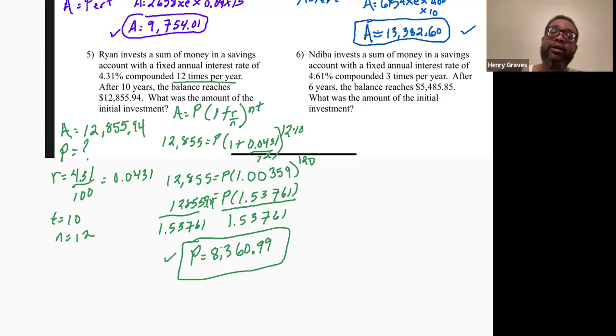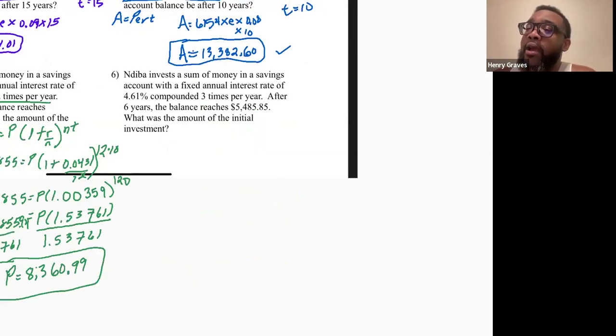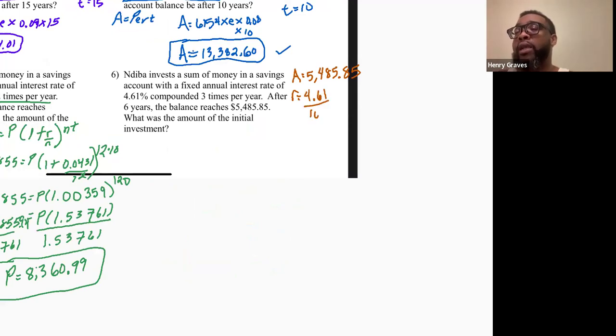Like, for instance, when we look at number 6 here, they're asking for what is the initial investment amount. Well, we know that the balance, the A, is 5,485.85. Her rate is 4.61. Again, divide that by 100, and I get 0.0461 as the rate. The time is going to be 6, and the N, because it says compounded 3 times a year, is going to be 3.